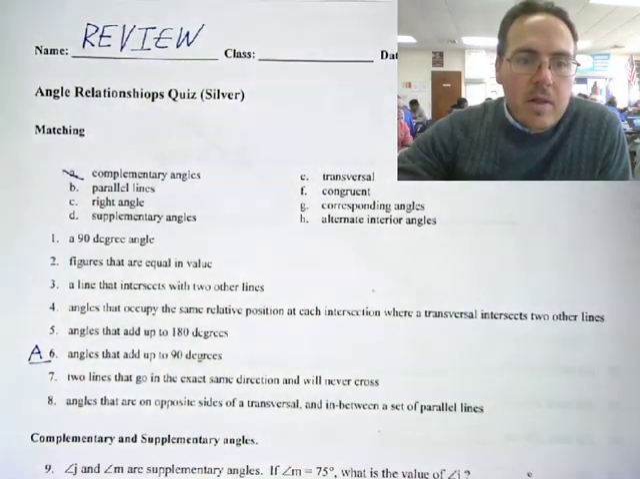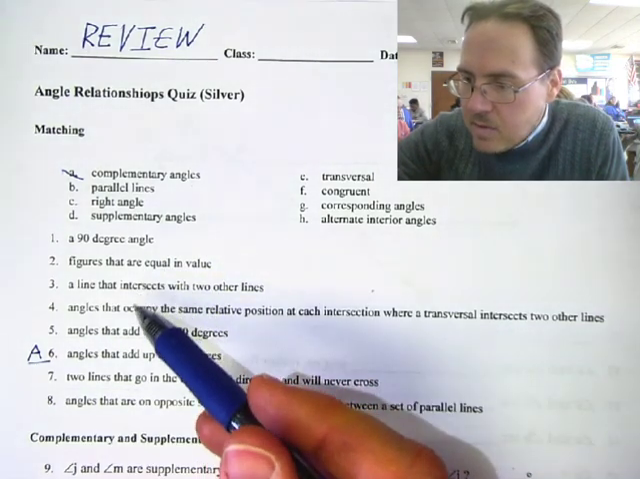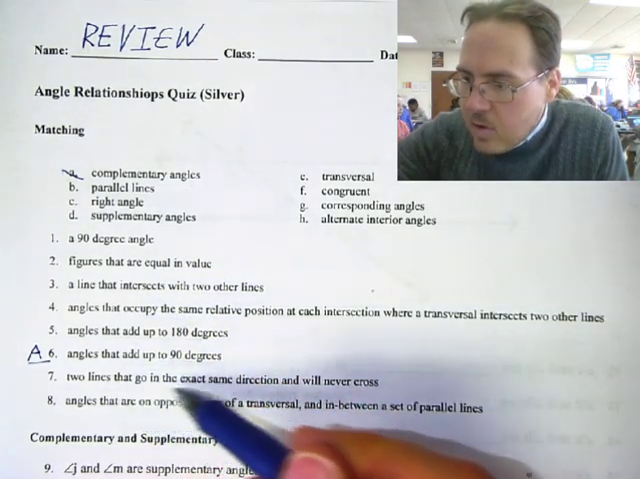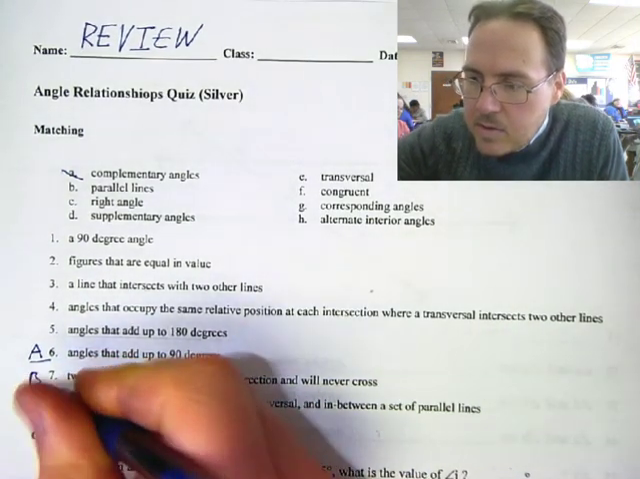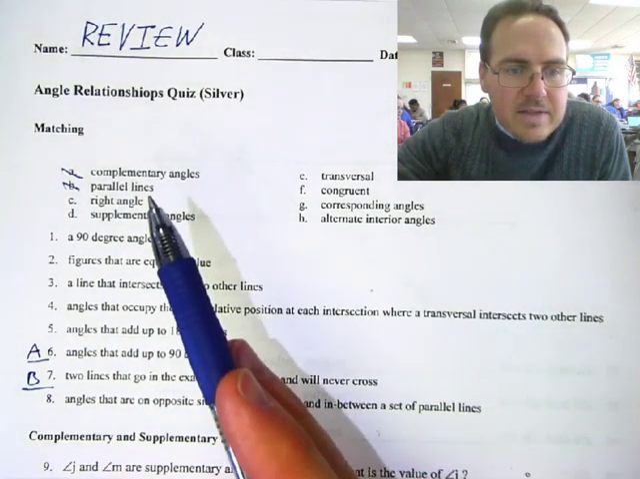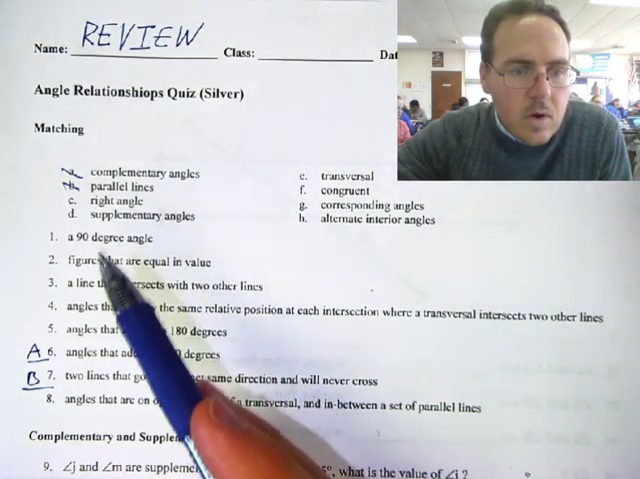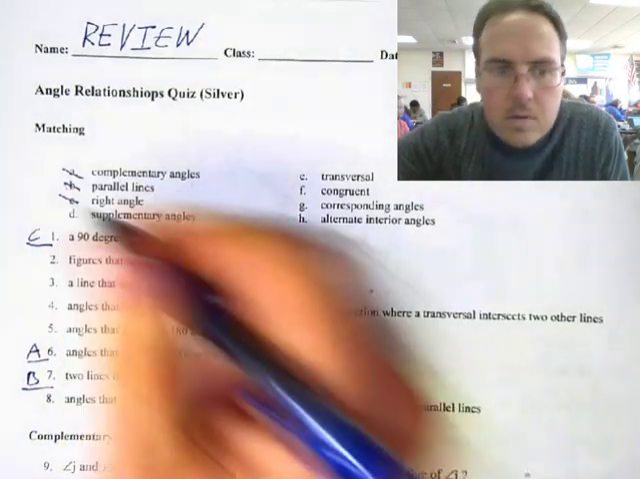B, parallel lines. Those are lines that never touch and go in the same direction. So which one of these says that? 2 lines that go the exact same direction and will never cross. Okay, so B is going to be 7. Check. A right angle, that's a 90-degree angle. Oh wait, it's number 1. So 1 is C. Check.